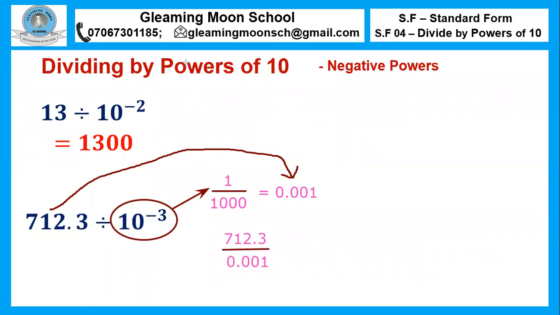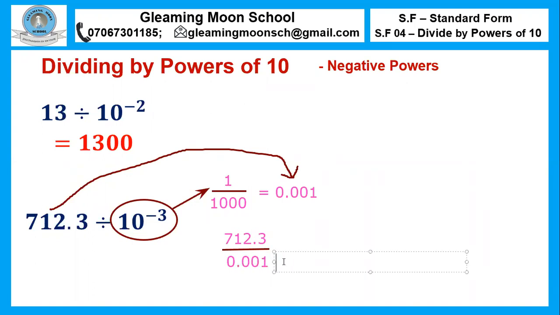Now again, just like in the last one, we need to make these numbers whole numbers for it to be easy to work out. 712.3 has 1 decimal place. You only need to multiply it by 10 to make it a whole number. But if you multiply 0.001 by 10, you will still end up with 0.01. So because we need both of them to be whole numbers, we need to use the bottom one, which has 3 decimal places.